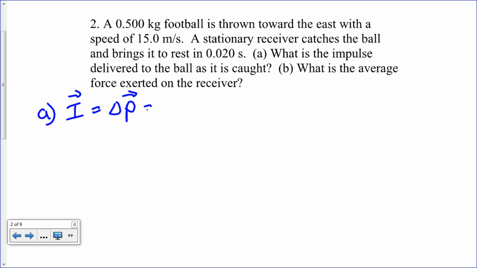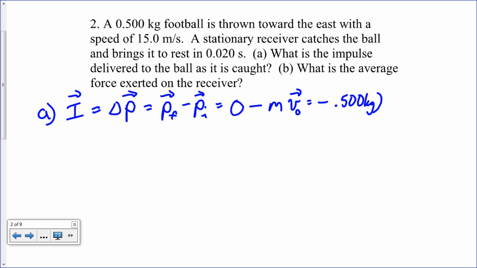Remember, this is a vector quantity, and that's going to be P final minus P initial. So P final is 0 because that's the momentum of the ball. It comes to rest, minus the mass times the initial velocity. So it's going to be negative of the mass, which is 0.500 kilograms, times the initial velocity, which is 15 meters per second to the east. So v naught is equal to 15 meters per second. That's going to be positive in the i direction because it's to the east. All right, so times 15 i.